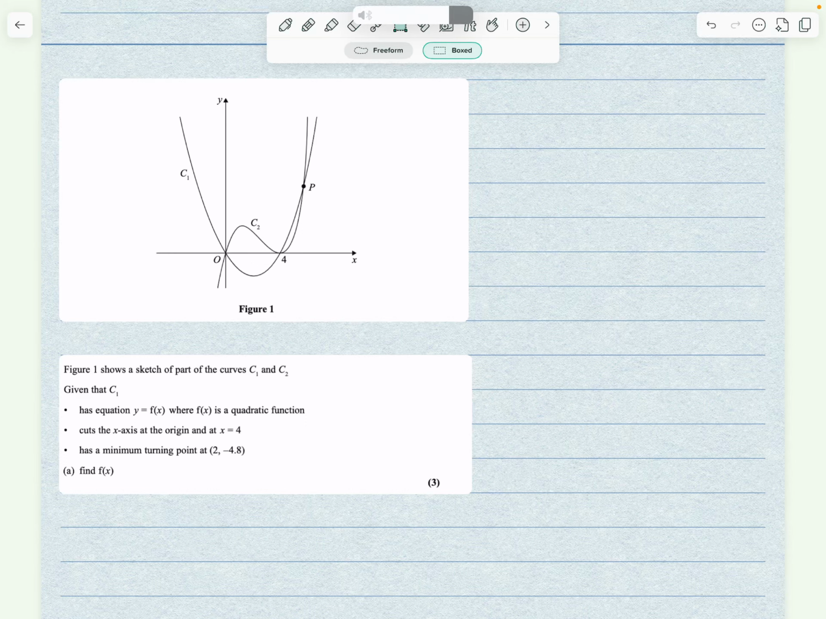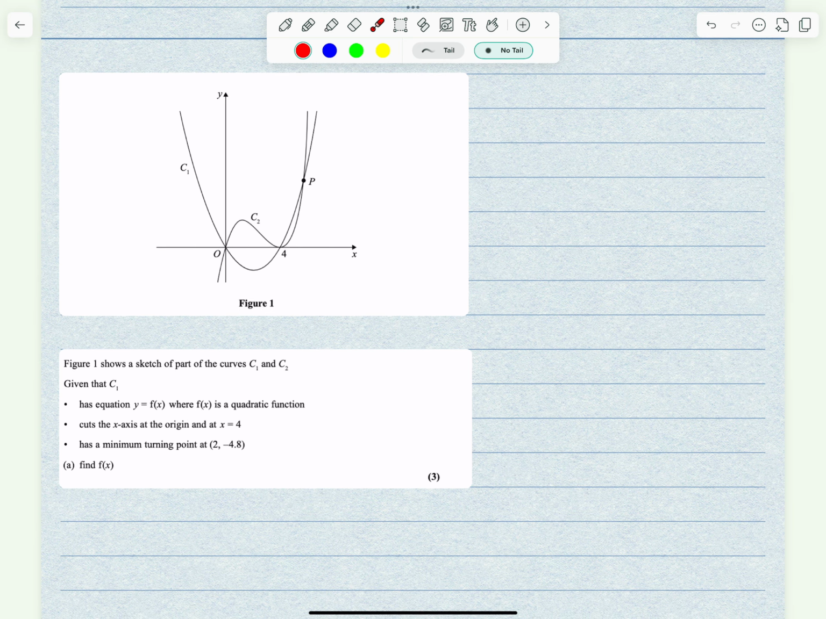So there's a given graph in question number 4, where C1 is the equation of the quadratic function. As they say over here, you can realize it just by looking at the graph. It's just a parabola, C1, and C2 is presumably a cubic function. It's in the second part.